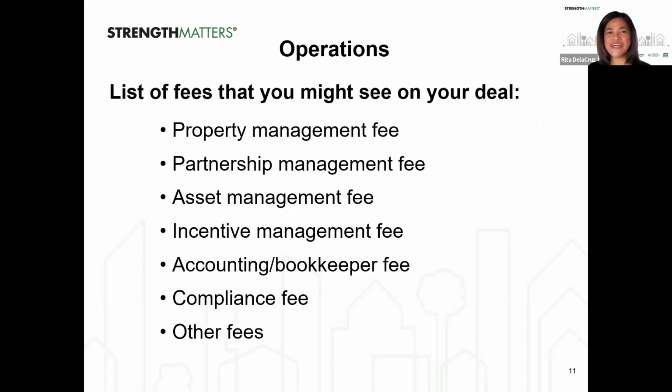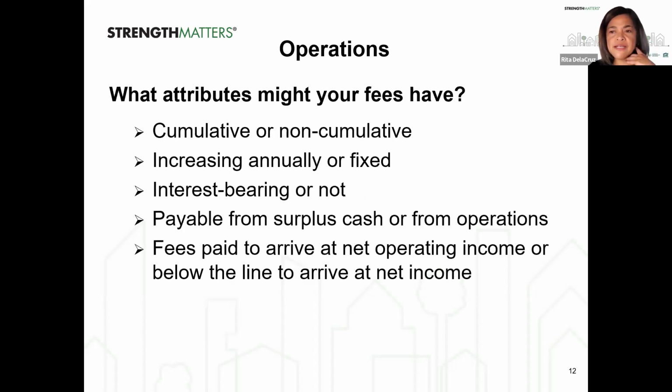Okay, so I'm going to talk about the fees. You can see from this slide that there are many fees that you would typically see on an affordable housing deal. But before I do that, I want to jump into the next slide first. So these are the attributes of the fees that you may see. And I'd like to go over this first before we go through all of the different kinds of fees. So what are the different attributes that these fees may have?